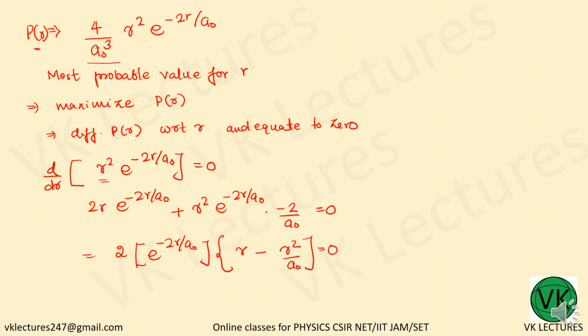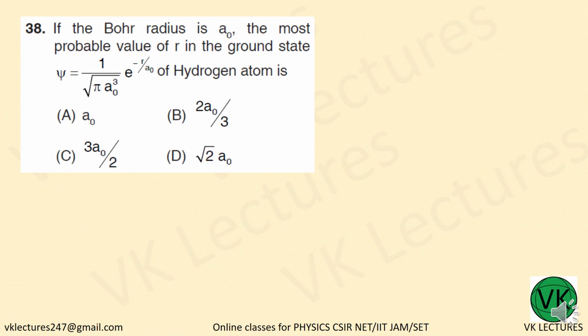So from this, r minus r square divided by a naught equal to 0, which implies r equal to r square divided by a naught. So from here we have r equal to a naught. So the most probable value of r in the ground state of the hydrogen atom is option A.